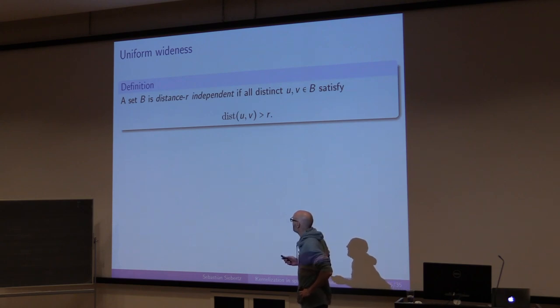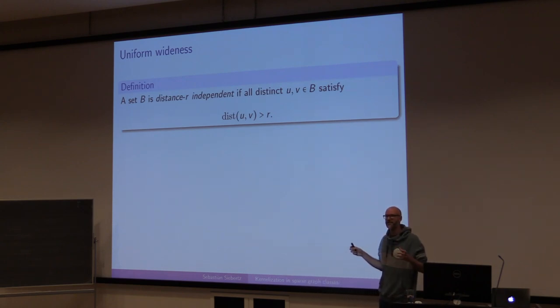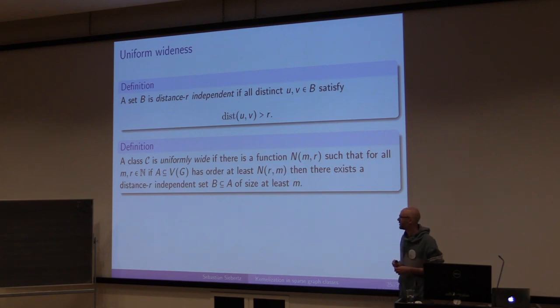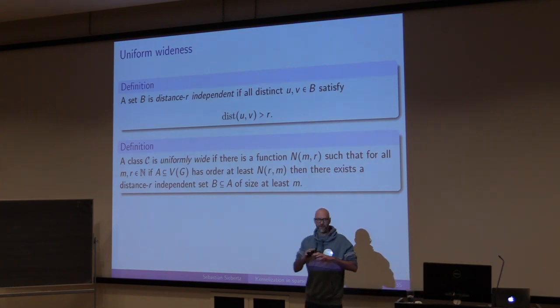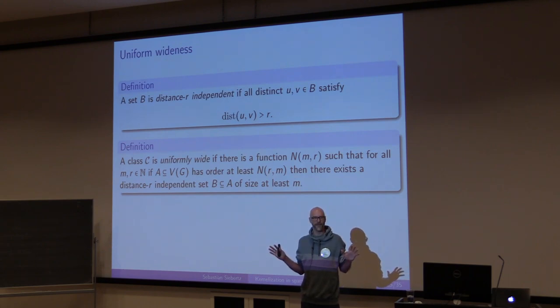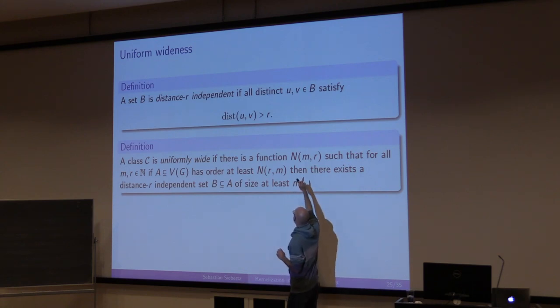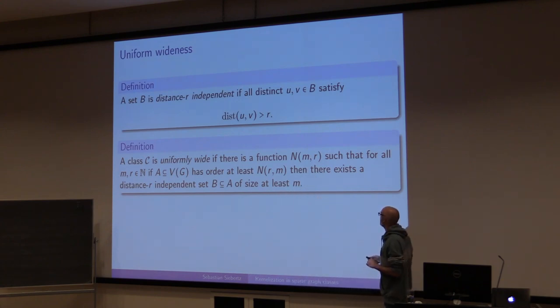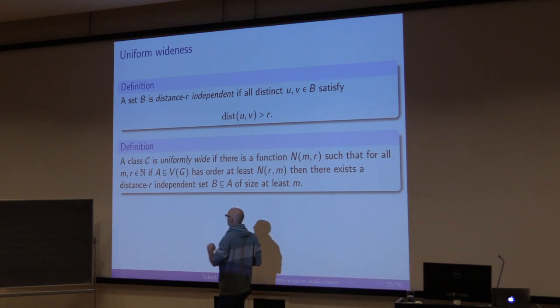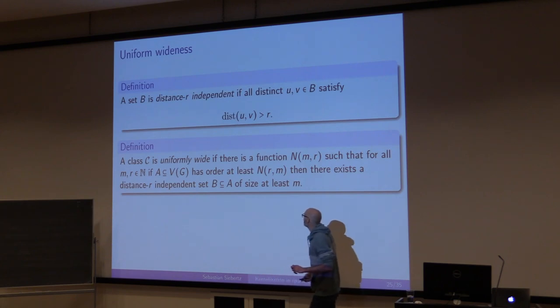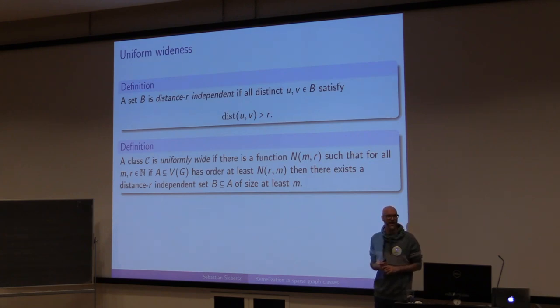We call a set B distance r independent if all its vertices have pairwise distance greater than r. And now we call a class uniformly wide if whenever you start with a large set in your class, you will find a large r independent set. Let's put some numbers here. It's uniformly wide if there is a function, the target size of your r independent set, and you're working with the parameter r. So a function N of m and r, so that for every independent set size m that you wish to have, if you have a set A which has at least this size, then I will find an r independent set in the graph.